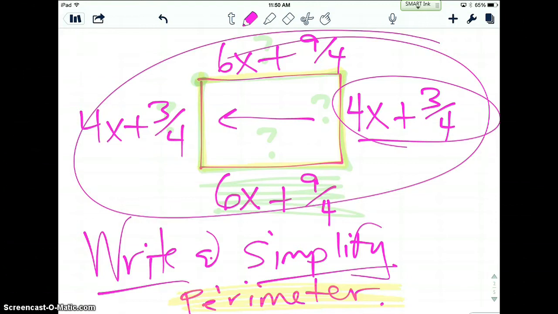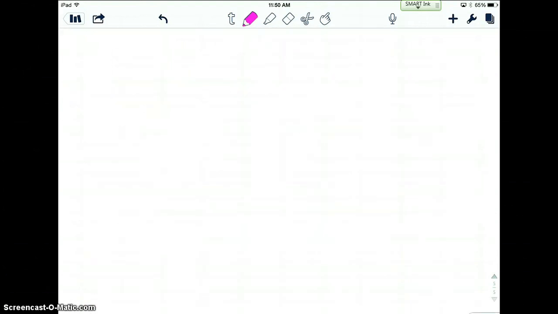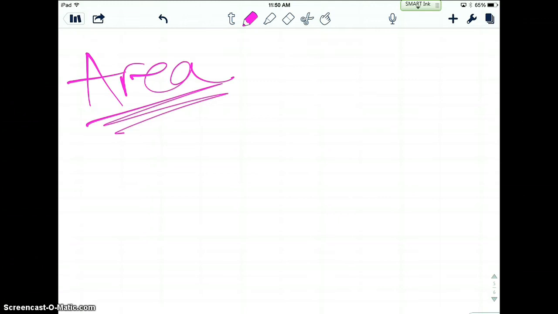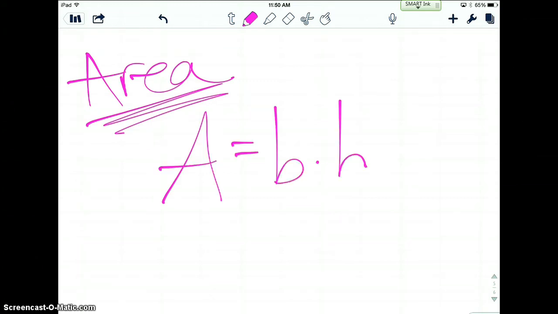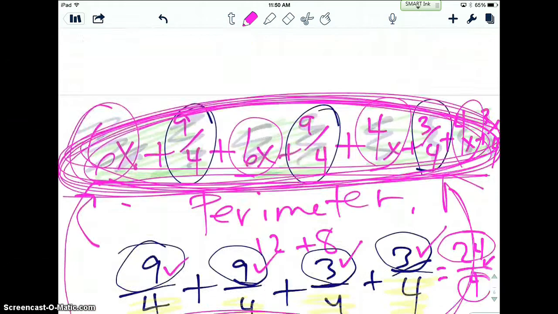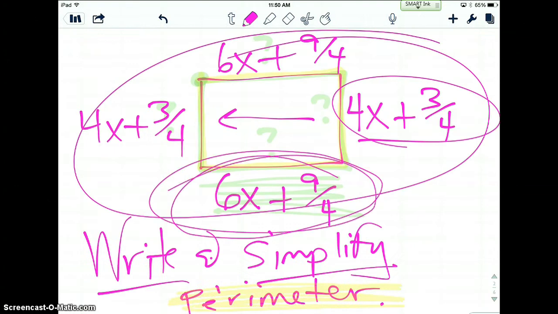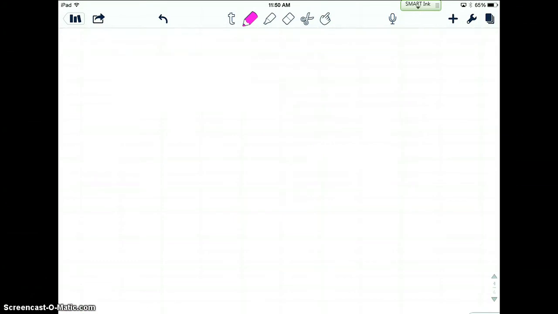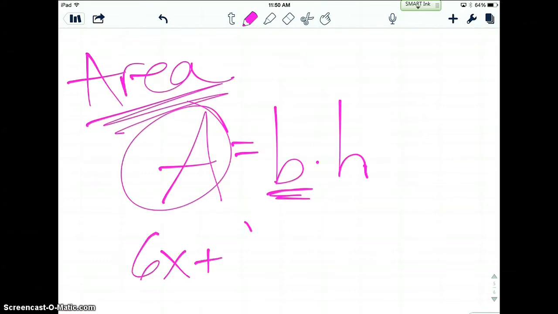Okay, we're going to work through one more. Same rectangle. Let's say this time with the rectangle, I ask for an area expression. Area. How do I find the area of a rectangle? Base times height. Okay, so let's just write an expression. We won't simplify it. Let's just at least write one. So how can we get area? We need the base of the rectangle. Are we given that? Yes, we are, people. 6x plus 9/4. So I'm going to write that out. 6x plus 9/4. That's my base.